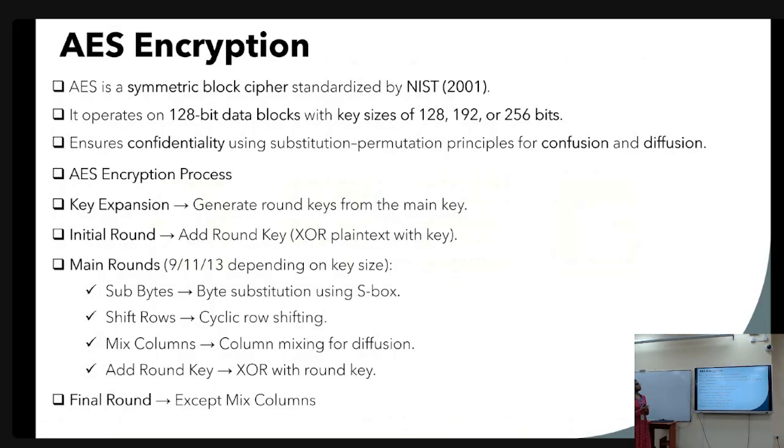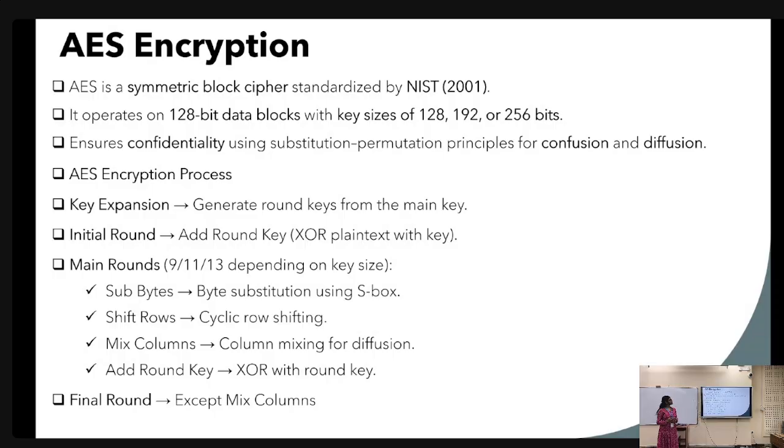It's a symmetric block cipher algorithm standardized by NIST in the year 2001. It's a block cipher, which means whatever input we give will be divided into blocks. Those blocks are 128-bit data blocks, and the key size can vary: it can be a 128-bit, 192-bit, or 256-bit key. To ensure confidentiality, this algorithm uses substitution and permutation for confusion and diffusion. Confusion and diffusion are the main things performed in any encryption scheme.